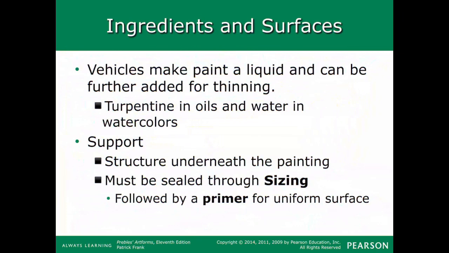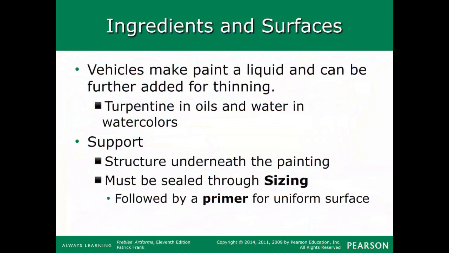So vehicles make paint a liquid and can be further added for thinning. And when it comes to a vehicle for something like oil painting, they use turpentine. And turpentine is a very toxic material. It can make the paint thinner so that when they apply it on the canvas, you can actually control how thick or how thin the pigments may appear.